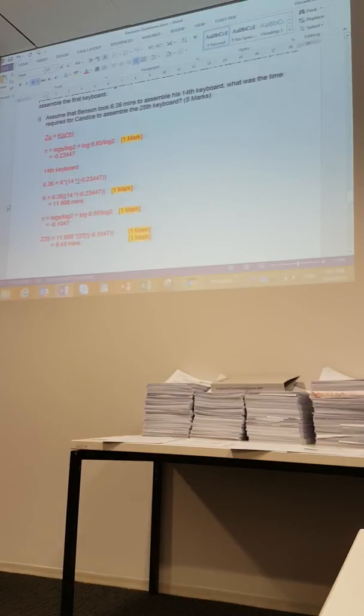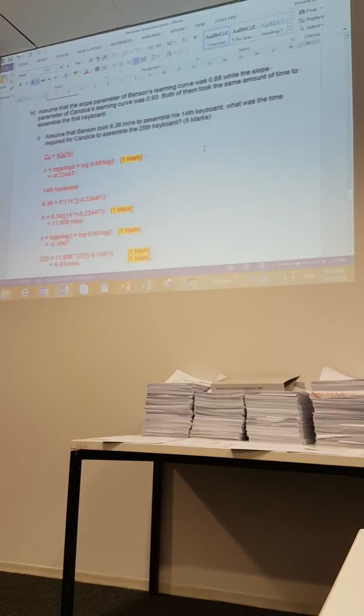Okay. So assume that this person tells you it takes this amount of time to assemble 14 keyboards. What is the time required to assemble 25 keyboards? So likewise, you repeat the same thing again. Because they tell you it's 0.85, you can find the n value again. Then you apply the formula, but now instead of telling you to find how much time, they tell you to find what the first keyboard is, given the 14 keyboards. So you have this value they give, then you do a bit of mathematics, and you get the k value to be 11.08.